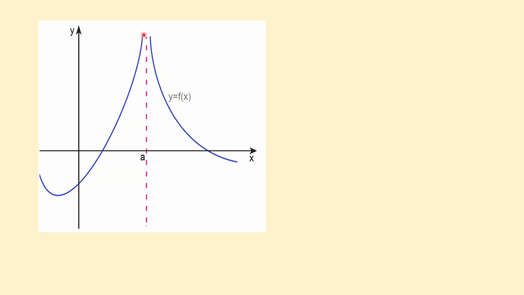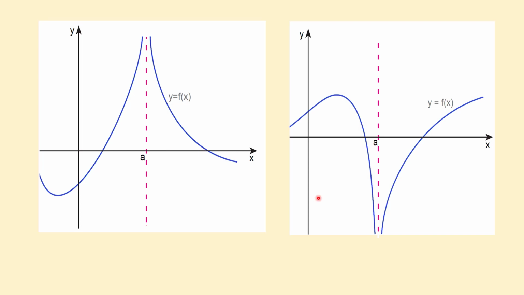Today in this video I want to talk about what is a vertical asymptote and how we can find vertical asymptotes of rational functions. Vertical asymptotes are vertical lines that the function approaches and gets very close to. Knowledge about vertical asymptotes is very useful in sketching the graph of functions.